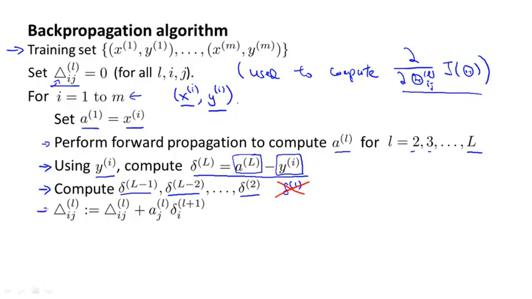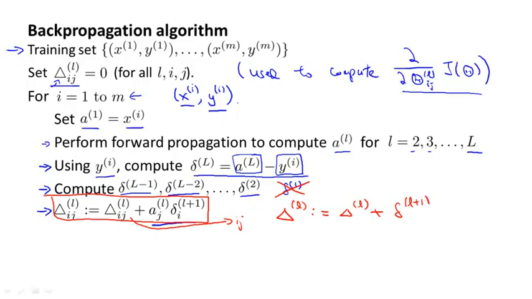Finally, we use these capital delta terms to accumulate the partial derivative terms that we wrote down on the previous slide. By the way, it's possible to vectorize this too. Concretely, if you think of delta ij as a matrix indexed by subscript ij, then you can rewrite this as: capital delta L gets updated as capital delta L plus lowercase delta L plus 1 times a L transpose. That's a vectorized implementation that automatically does this update for all values of i and j.